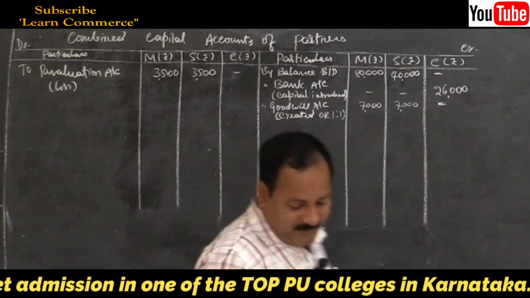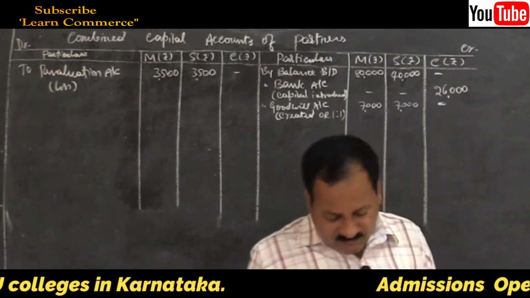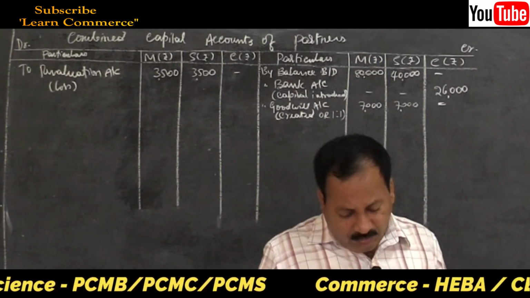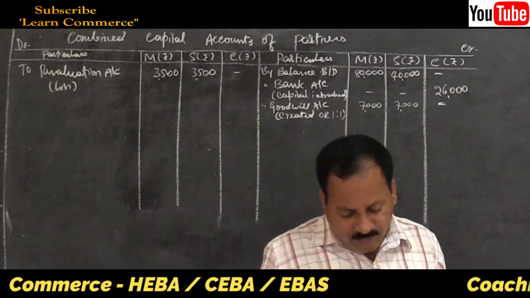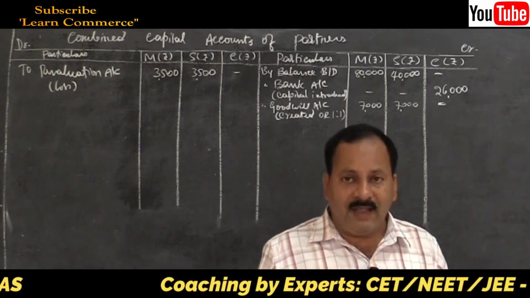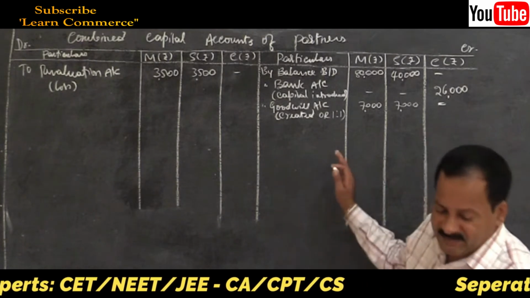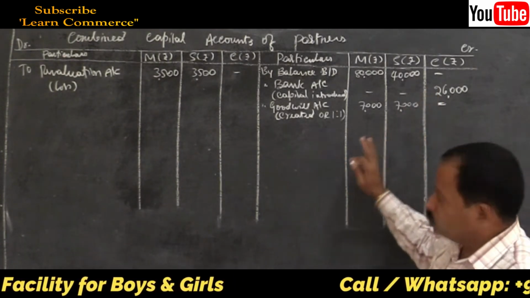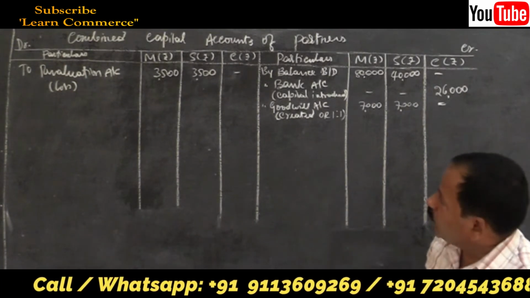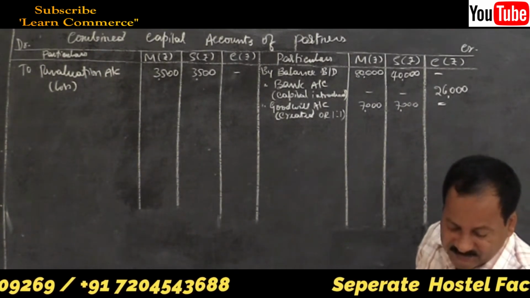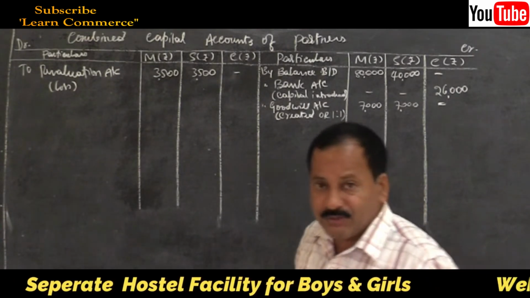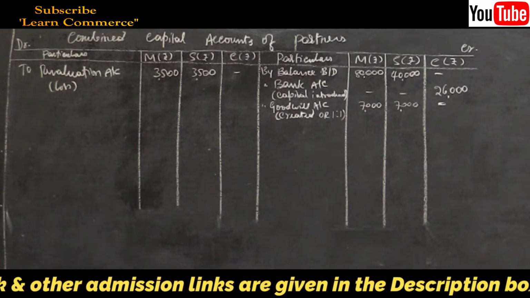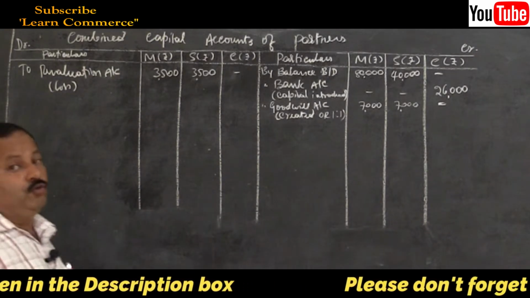Then next entry. Are there any other entries to be made? No. That's all. No other entries. Now, what we have to do is all the entries are made. 3 entries on the credit side, 1, 2 and 3. Then 1 entry on the debit side. Yes, it is. Now, what we have to do is we have to decide how much should be the capital of each partner in the new firm.